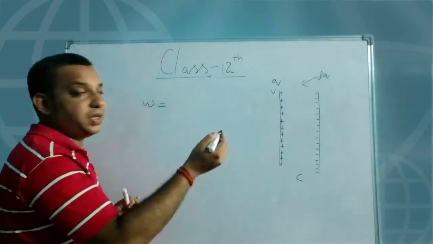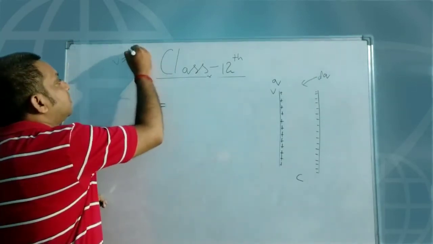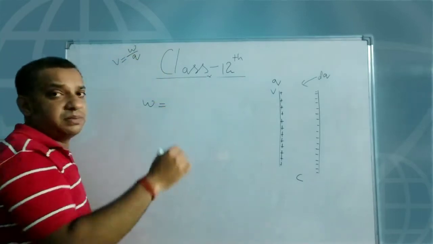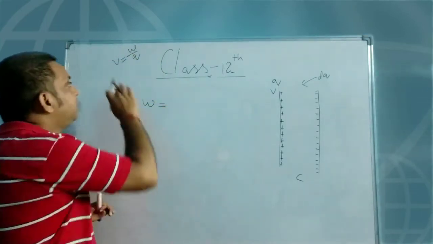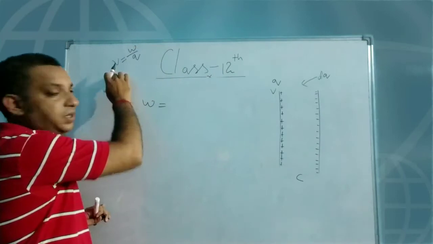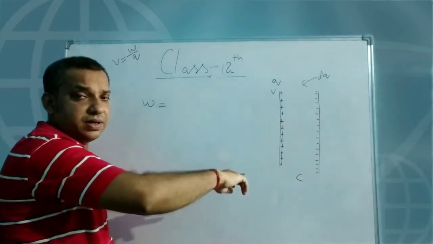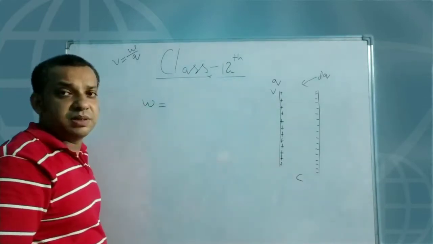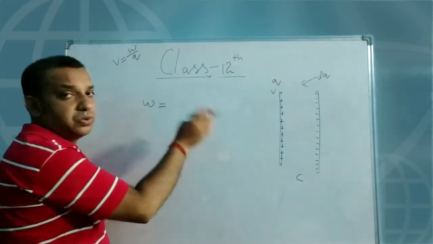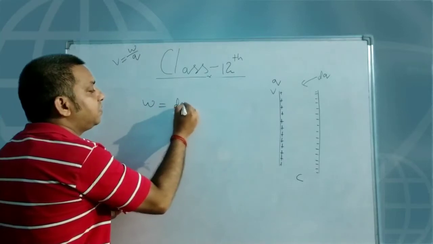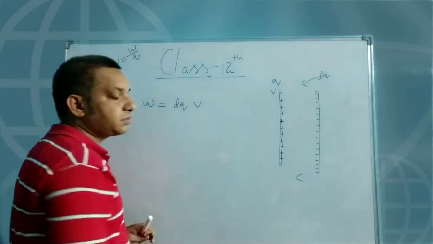The work done W is equal to what? W is equal to Q into V, because we have the formula V is equal to W by Q, which we already discussed in the potential chapter. So V is equal to W by Q, so W is equal to Q into V. So the work done in bringing this charge against the electric field generated by the potential difference V is W is equal to Q into V. Here the charge is dq and the potential is V.